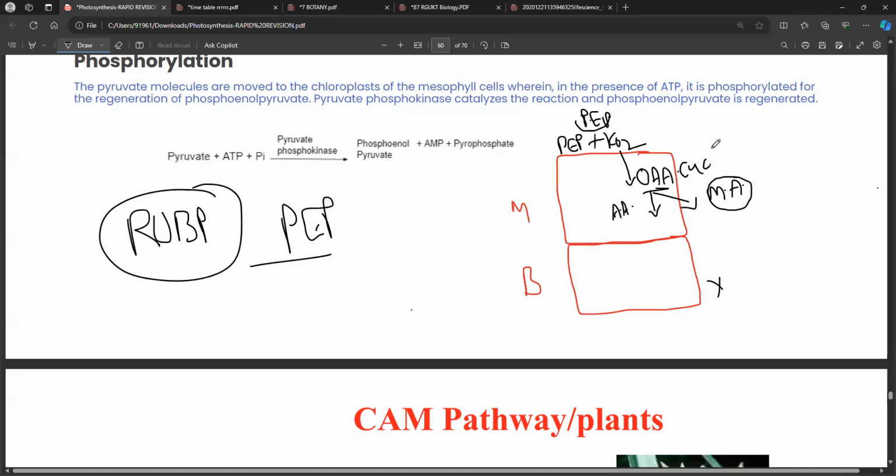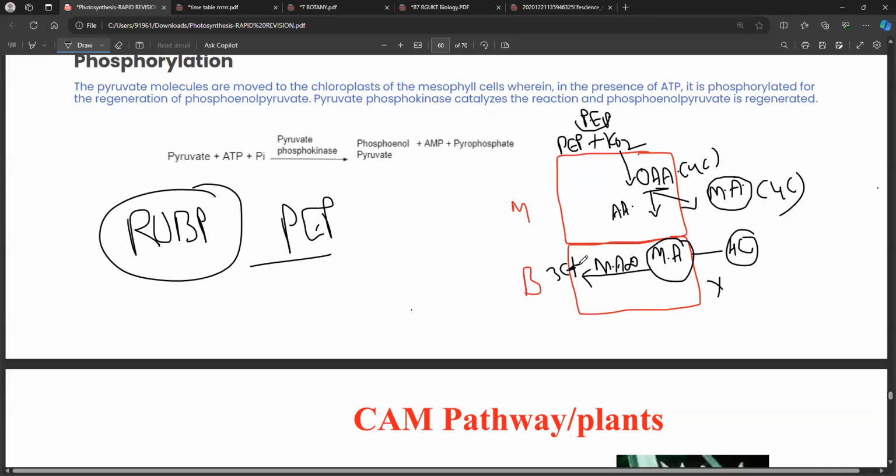Oxaloacetic acid is how many carbon? 4 carbon. Malic acid is how many carbon? That is also 4 carbon. Correct, na? Now that malic acid enters into the bundle sheath. Now you can ask me, sir, how? Because malic acid has a lot of active sites in the bundle sheath cell. Malic acid is 4 carbon. Now within the bundle sheath cell, there is an enzyme called malic acid decarboxylase. It will break down the malic acid into 3 carbon plus 1 carbon.